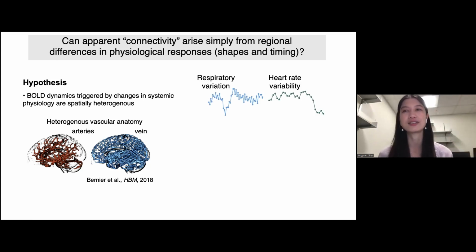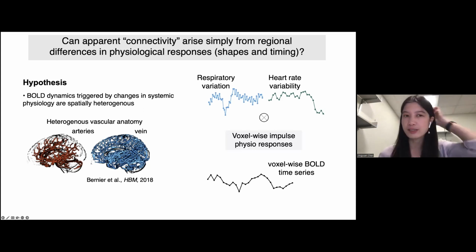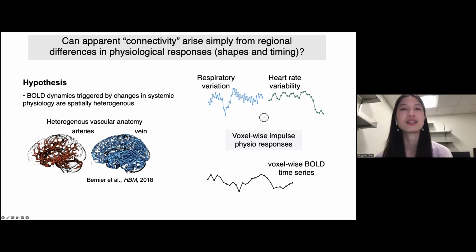To characterize the region-wise physiological responses, we use a big data set approach combined with a linear deconvolution. The idea is that for each subject's data, we have this input of respiratory variation or heart rate variability measured by external physio measures, and here we have the voxel-wise fMRI response. By linear deconvolution, we can get the response at a single brain region. And we have access to very large open data sets, so it allows us to look at the region-wise responses and see how different they are across the brain.